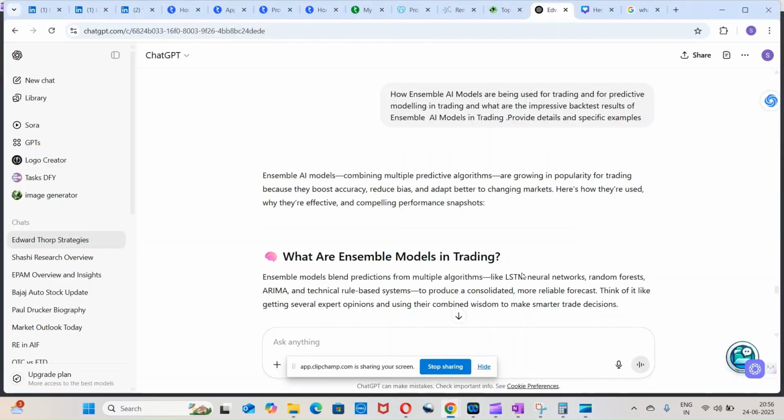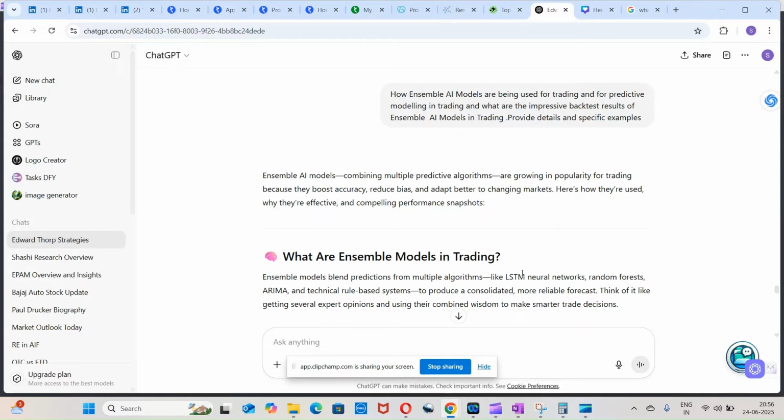Hey, hi everyone. Welcome to another video in our AI predictive models series. Today we are going to go through ensemble AI models and how these are used in trading and for predictive modeling in trading, and some examples of how these are used and some impressive backtest results and specific examples that we'll go through. So ensemble AI models, what are these?